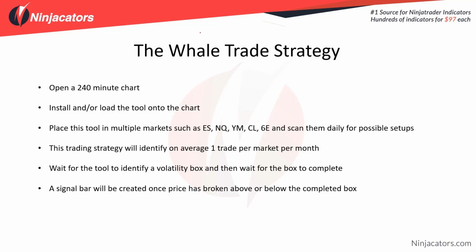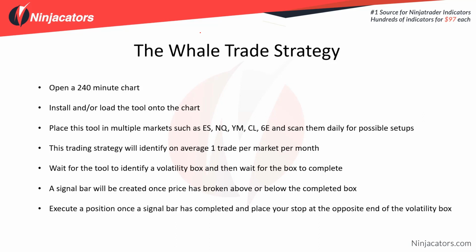Now, again, it takes the guesswork out of it. You're not looking for price. You don't have to watch it. There's alerts built into it as well, and you don't have to guess which bar is a signal bar. It'll actually paint the bar for you, so it's unmistakable. When that bar breaks above that box or below that box, it's going to paint that bar a specific color, and you'll know right away that's a signal bar. Once you see that, execute a position once a signal bar has completed, and then place your stop at the opposite end of the volatility box.